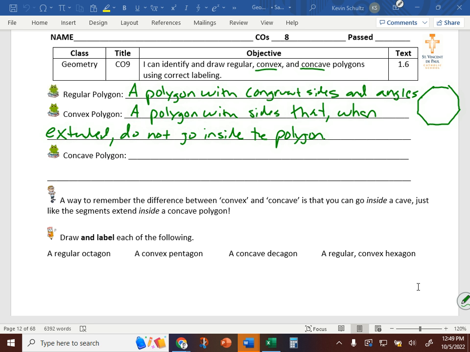So this octagon would be an example of a convex polygon also, because if I extend these sides, imagine just extending each of them here, none of them actually go inside the polygon itself. They all stay on the outside. Therefore the polygon is convex. Another example would be the pentagon from yesterday. If I extend these sides, none of them go inside the polygon. That would be a convex polygon.